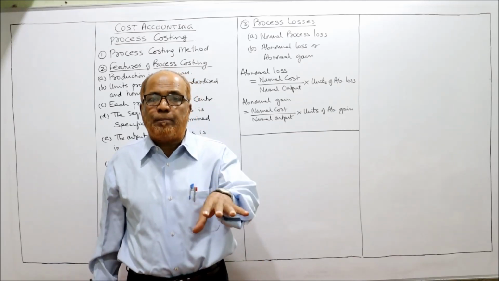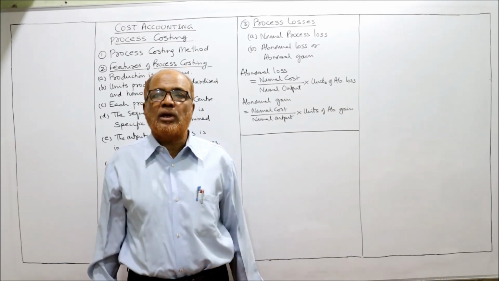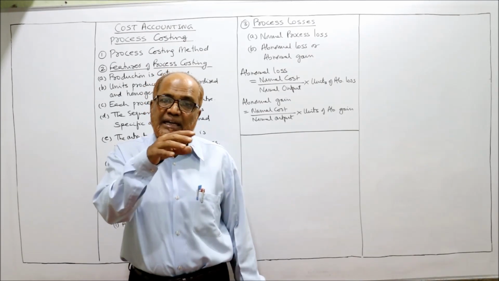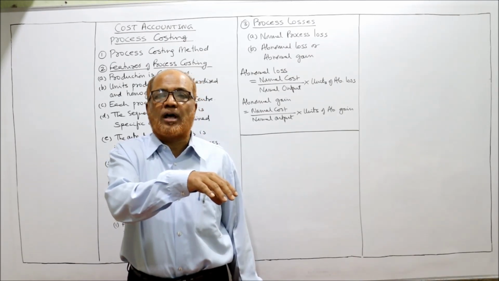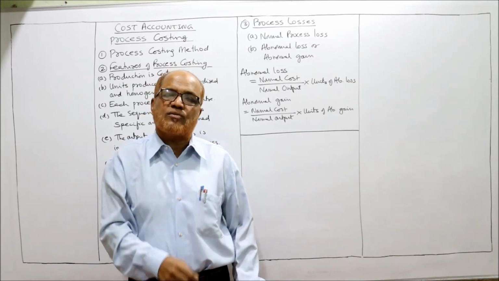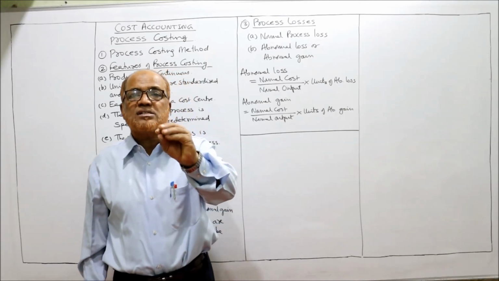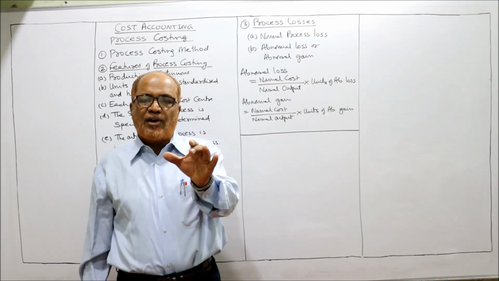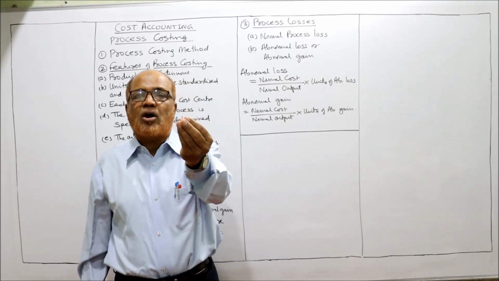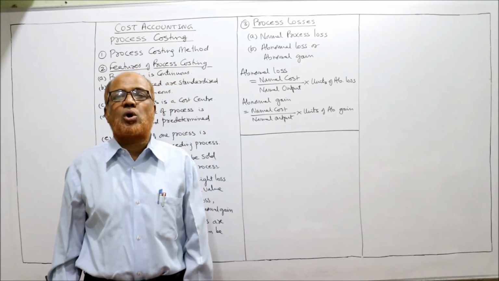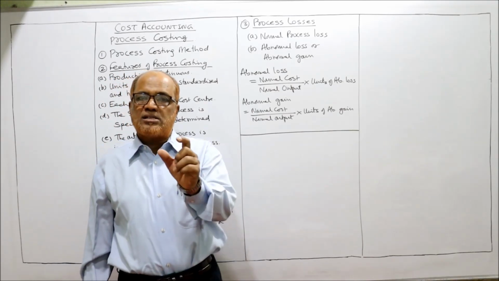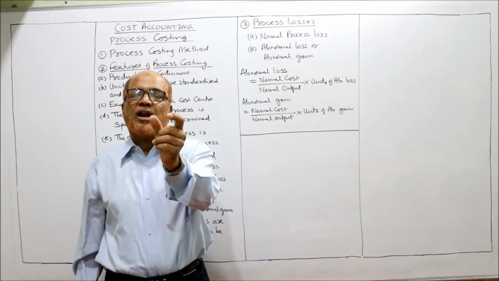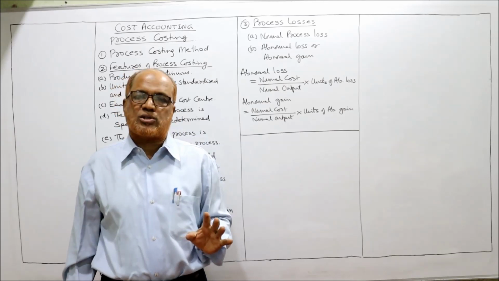But in a particular period, the producer got only 85 tons of sugar. So instead of getting 90 tons of sugar, actually 85 tons of sugar they got. So 5 tons extra loss. 10 tons is the normal loss. Extra 5 tons is the loss. This extra 5 tons loss is called abnormal loss. In simple words, abnormal loss is the loss which is over and above normal loss.